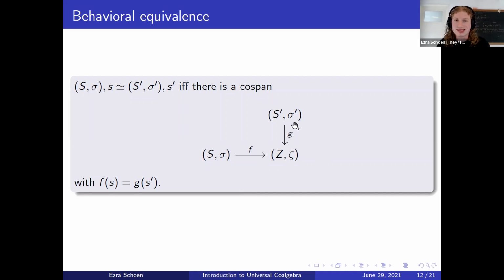And now if you have access to a final coalgebra, then you can just always put the final coalgebra here and you get the same notion. But not all functors have a final coalgebra, so this is the more general definition. So if they can be identified in any coalgebra, then they are behaviorally equivalent.